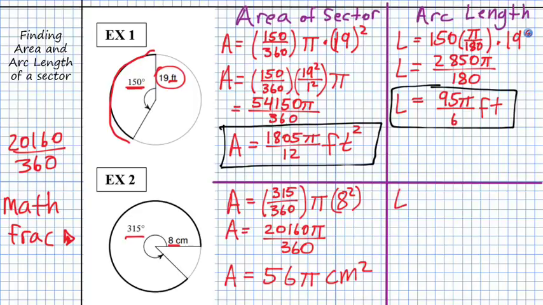All right, so for the arc length, you have L is equal to, again, it's given to us in degrees, so we need to convert. So 315 times pi over 180 times 8. And so then L is equal to 2520 pi over 180. And again, this is a little bit easier, so we won't necessarily have to use our math frac, but we have 14 pi centimeters.